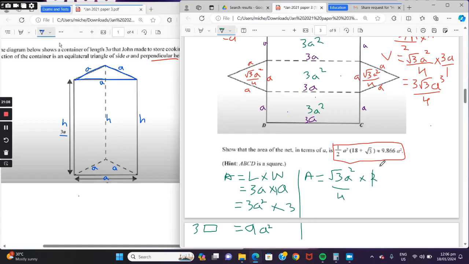And 2 could go into 2, 1. You can put this over 1 if you want, and 2 could go into 4, 2. So the simplified version of the answer would be, this will be the answer for the area of the two triangles, because I just multiplied the area of 1 by 2. So this is the area of the two triangles here.